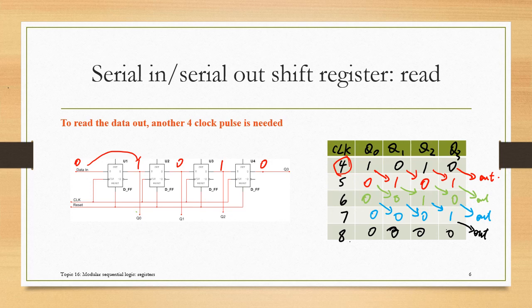Now you see the relation. If we have an n-bit shift register, basically we need n clock cycles to load the data in, or store the n-bit data. Then we need another n clock cycles to read the n-bit data out. So 2n for the whole store and read cycle.